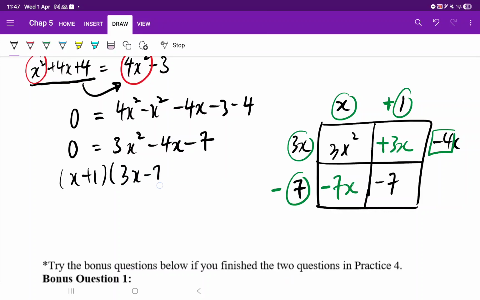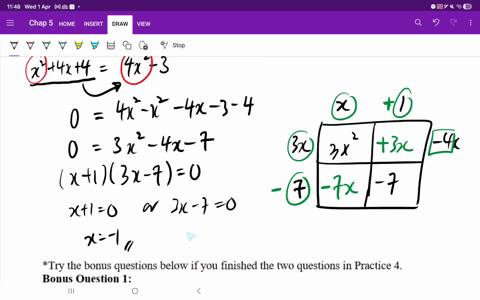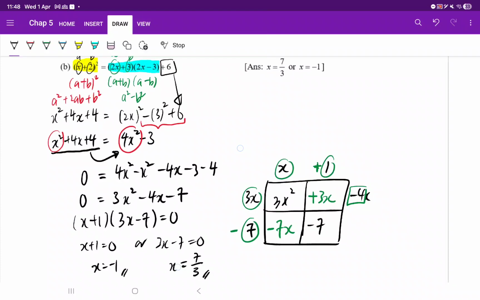3x minus 7 equals 0. Use your zero product rule. X plus 1 is 0, or 3x minus 7 is 0. So x is minus 1, or x is equal to 7 over 3. It is always good practice to check your answer, but like I said, no time to do that on recording. Check your answer yourself. Sub to the left, sub to the right, and check.